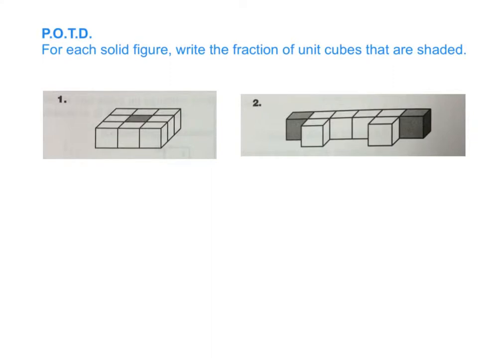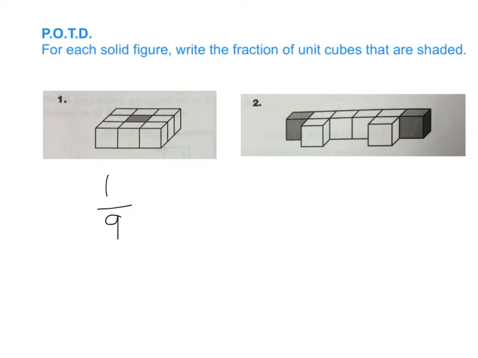So in the first solid figure, how many cubes are there all together? Total, how many cubes are there? How many unit cubes are there, Marcus? There's 9. So when there's 9 altogether, that means 9 must be the denominator. How many of those 9 cubes are shaded, Adam? 1. So 1 out of 9 cubes are shaded in the first solid figure.